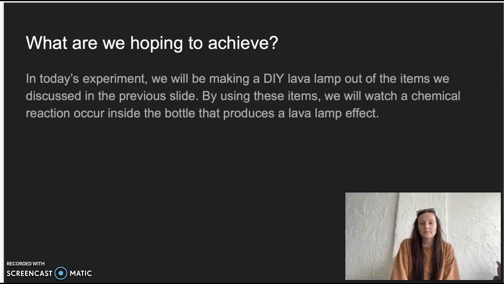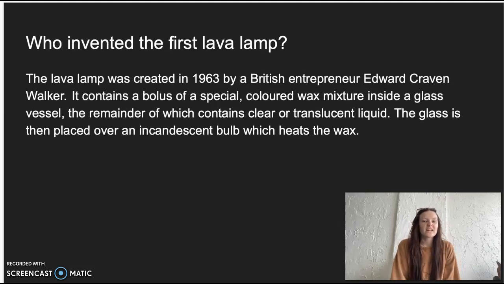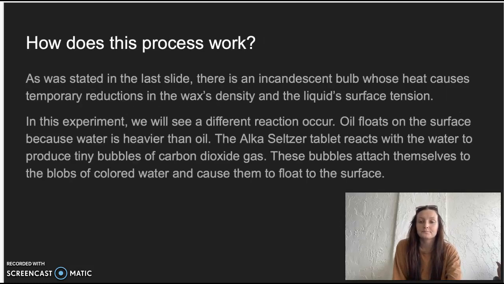So what are we hoping to achieve? In today's experiment, we will be making a DIY lava lamp out of those items that we discussed in the previous slide, and by using these items, we will watch a chemical reaction occur inside the bottle that produces a lava lamp effect. So who invented the first lava lamp? The lava lamp was created in 1963 by a British entrepreneur, Edward Craven Walker. It contains a bolus of special colored wax mixture inside a glass vessel, the remainder of which contains clear or translucent liquid, and the glass is then placed over an incandescent bulb which heats the wax.